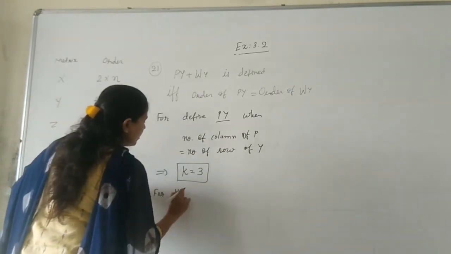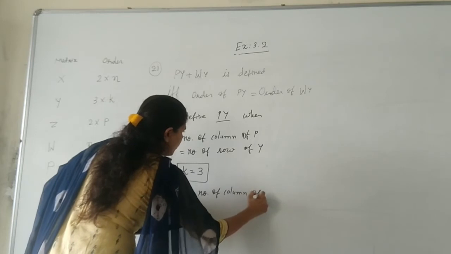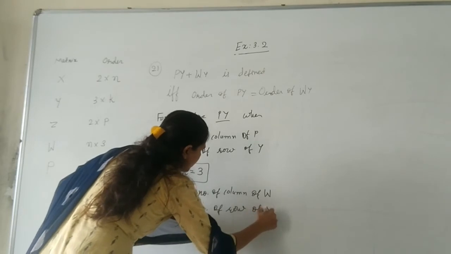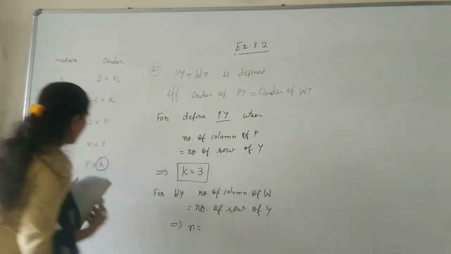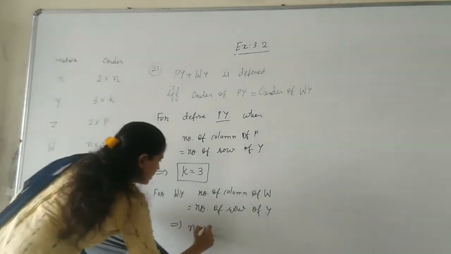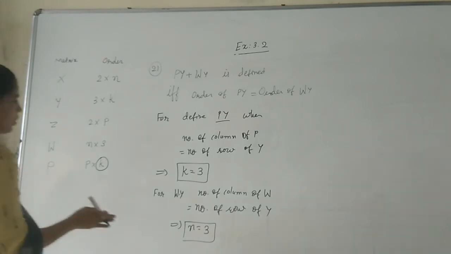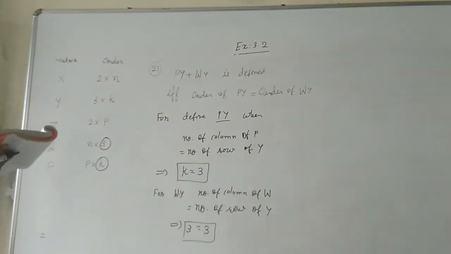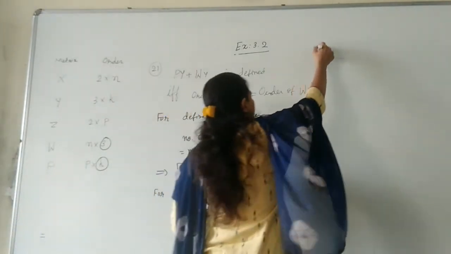For WY to be defined, the number of columns of W is the same as the number of rows of Y. So the number of columns of W is n, and the number of rows of Y is 3. So n is equal to 3. Okay, the number of columns is 3, and the matrix W is 3 by 3. Now we have to find out the order of PY and WY.